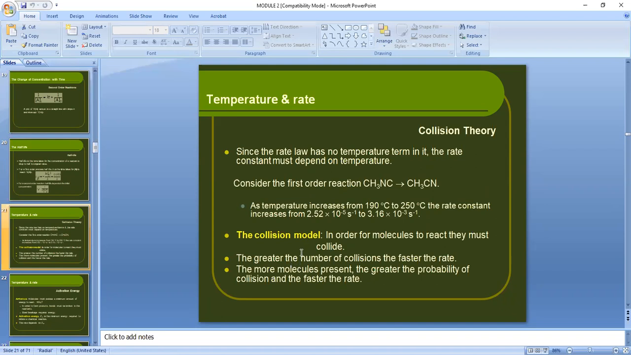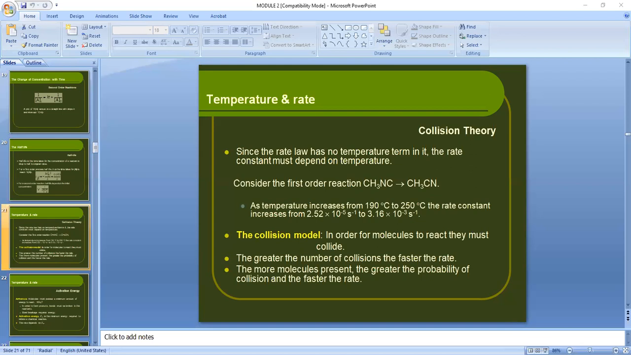So let's consider this first order reaction. As temperature increases from 190 degrees Celsius to 250 degrees Celsius, the rate constant increases from 2.52 times 10 raised to negative 5 per second to 3.16 times 10 raised to negative 3 per second for this particular reaction.